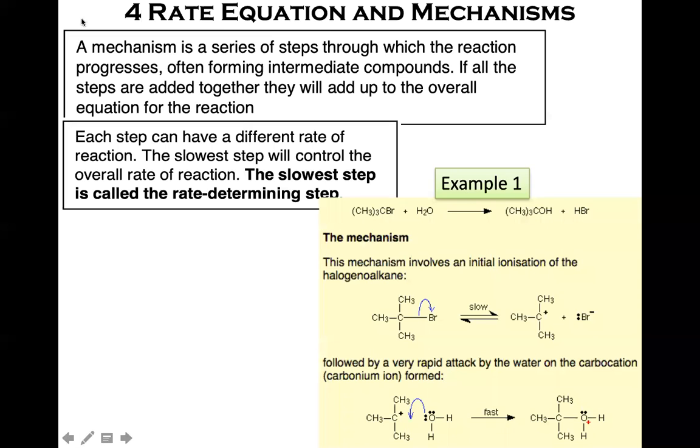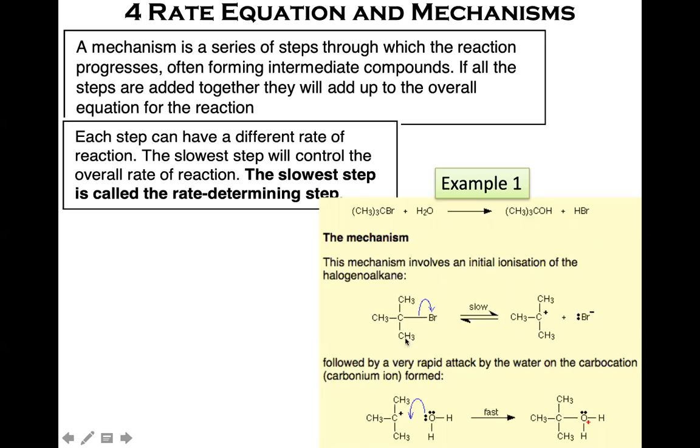The definition of a mechanism is a series of steps through which the reaction progresses, often forming intermediate compounds. So in this example, your intermediate compound is this carbocation, the one with the positive charge. And then if you add up all the steps, all the stages in the mechanism, this will give you the overall equation for the reaction.